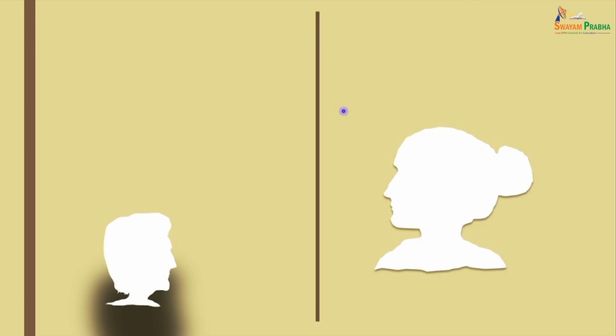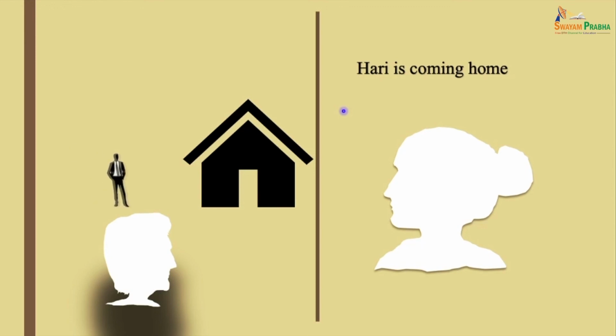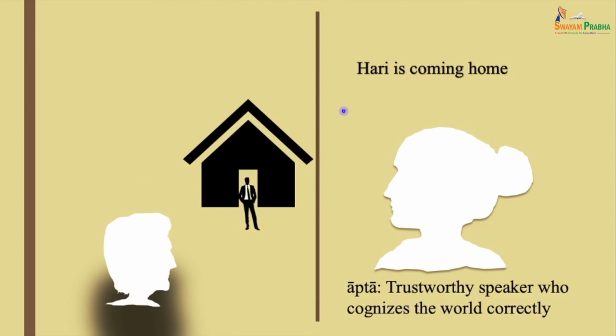To answer that, we say this. My mother tells me that Hari is coming home, and then I understand this thing. How is it related to the reality? If my mother is an apta, Punglinga, that is the masculine gender form, is apta, Strilinga form is apta. If my mother is a trustworthy speaker who cognizes the world correctly, then I have information about the world, right?